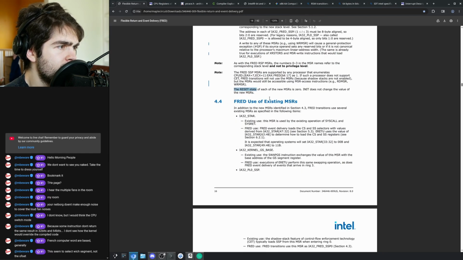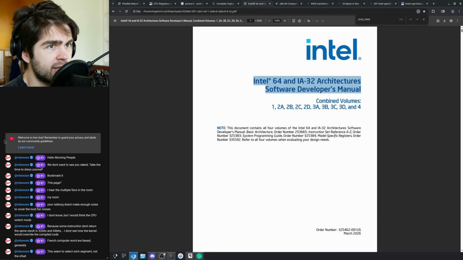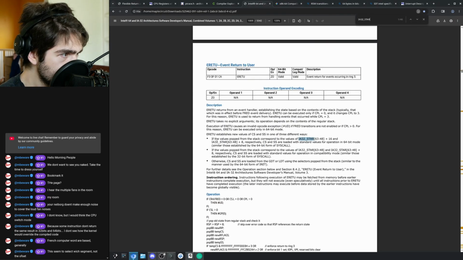Okay. FRED use of existing MSRs. In addition to the new MSRs identified in section 4.3, FRED transitions use several existing MSRs as specified in the following items. IA32_STAR. What is this? System call, transition, algorithm, return. No, okay. Maybe it's a good idea that we search what this is. It's a system call related thing. Let's wait half an hour for an answer.